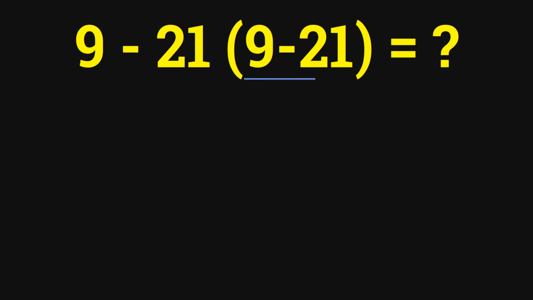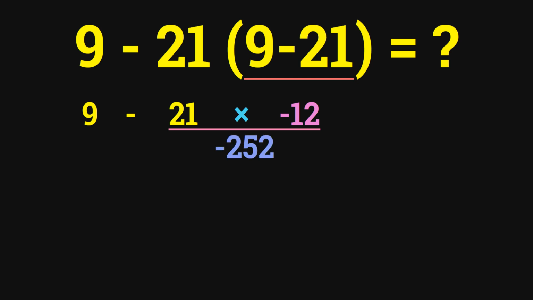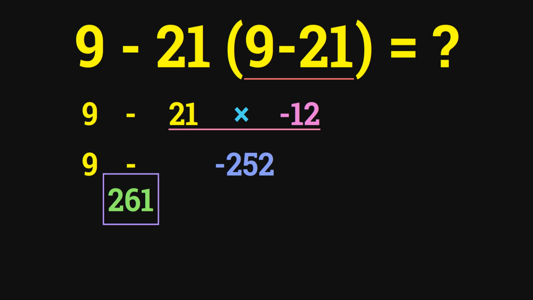We have 9 minus 21 equals minus 12, and the problem became 9 minus 21 times minus 12. Now we must do this multiplication first. 21 times minus 12 gives us minus 252. Now the problem became 9 minus minus 252, which gives 261. And this was the final answer for our problem.